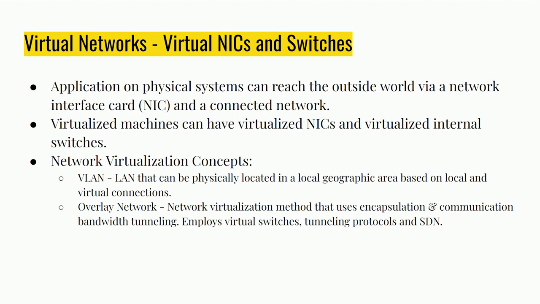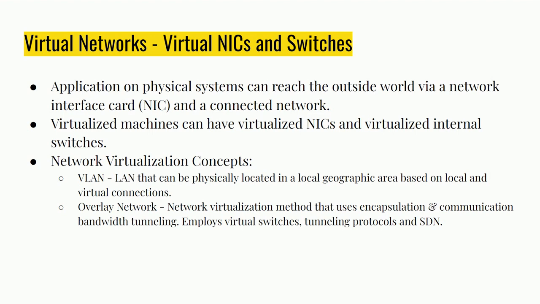So there are two concepts about network virtualization. The first one is VLAN. It is a LAN that can be physically located in a local geographic area based on local and virtual connections. It uses layer 2 to broadcast messages and a router uses layer 3 to implement the VLAN. The other one is the overlay network, a network virtualization method that uses encapsulation and communication bandwidth tunneling. It employs virtual switches, tunneling protocols and SDN.